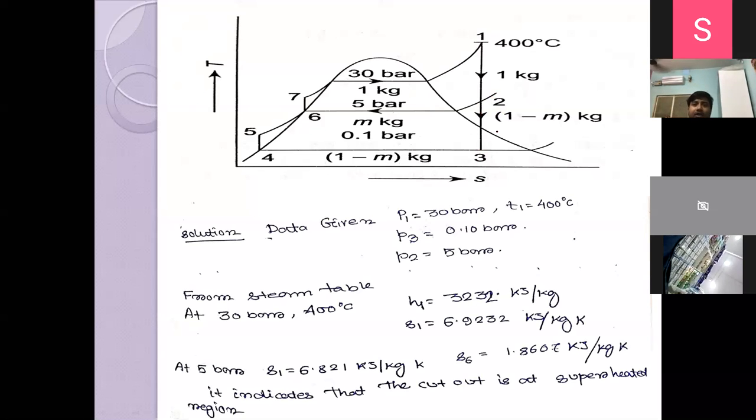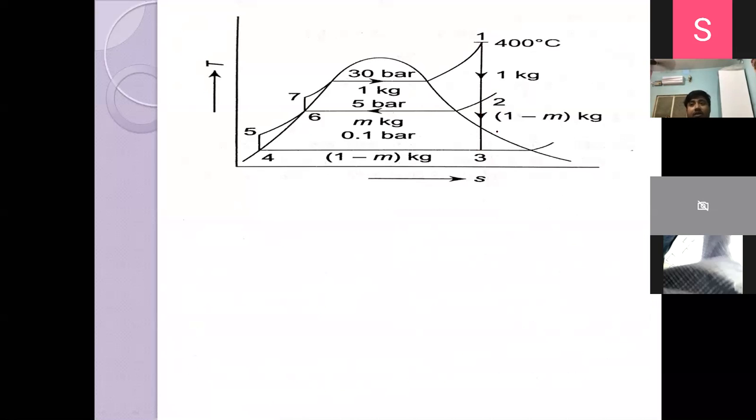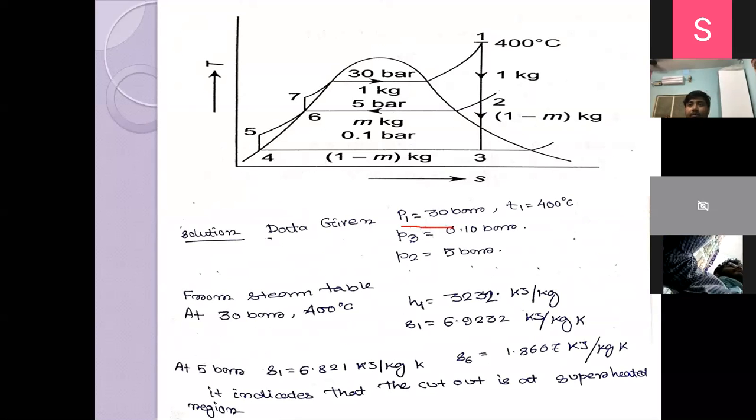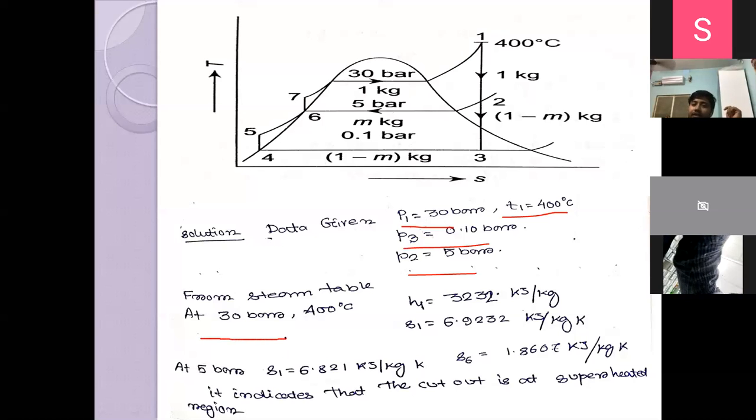So how to solve this problem? What are the data given? P1 is equal to 30 bar, T1 is 400 degrees centigrade, P3 is 0.10 bar and P2 is 5 bar. From the steam table, we will straightaway get the values at 30 bar and 400 degrees centigrade, because this is superheated. So H1 will be 3232 kilojoule per kg and S1 will be 6.932 kilojoule per kg K.